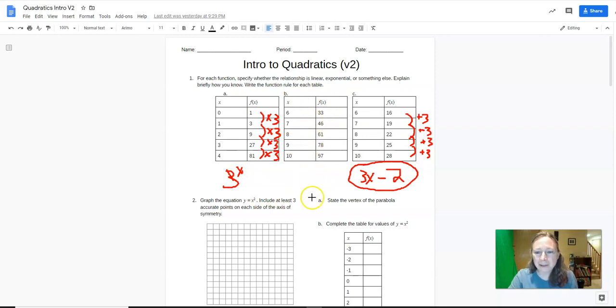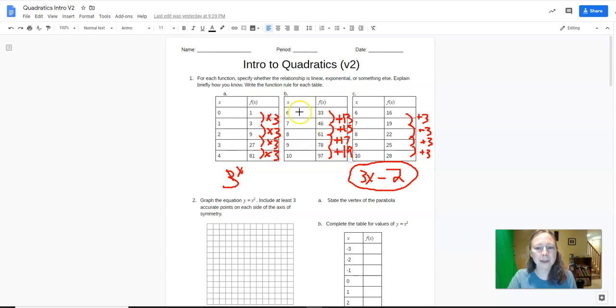This is the one that stood out as possibly neither. And this one had a really interesting pattern in the table that if you were attentive, you might have noticed. So going down from 33 to 46, this is a plus 13. Going from 46 to 61, that's plus 15. Going down from 61 to 78, that's plus 17. Going down from 78 to 97, that's plus 19.